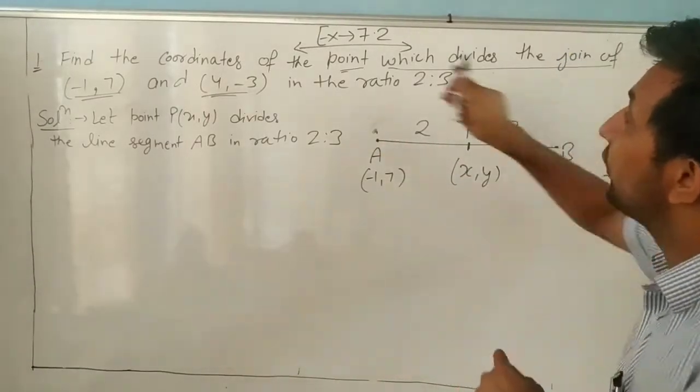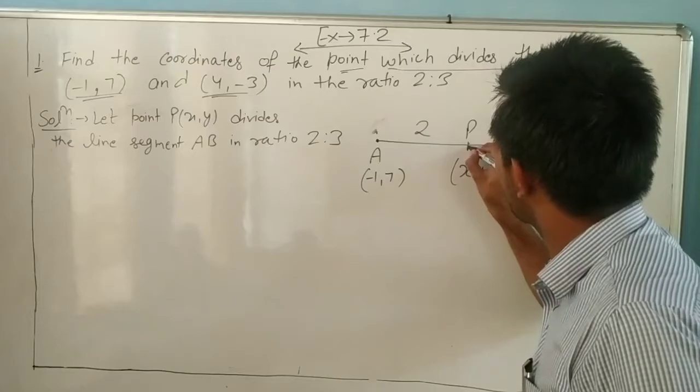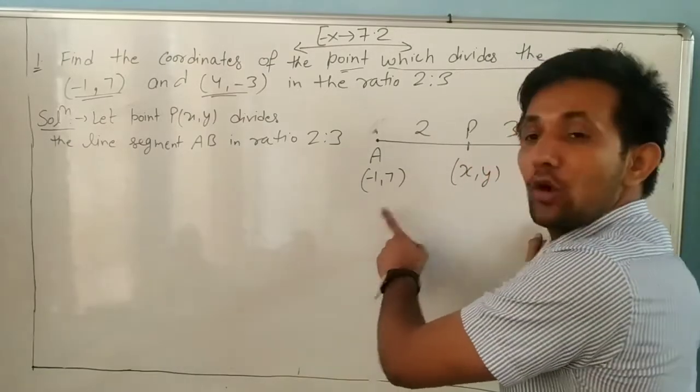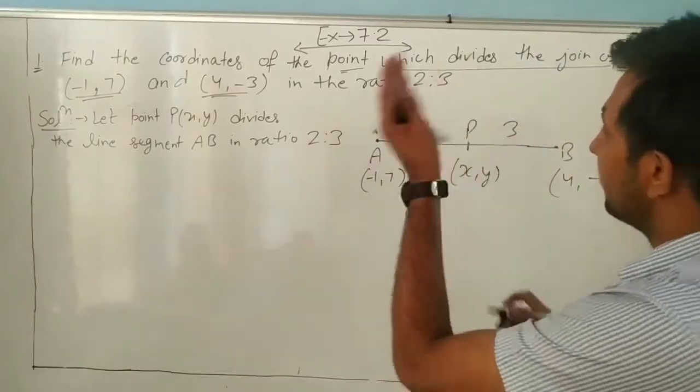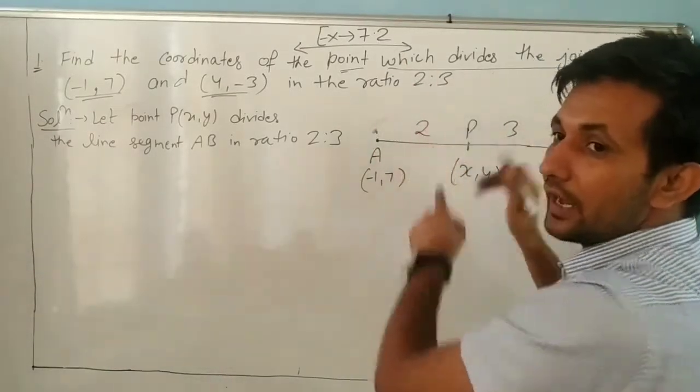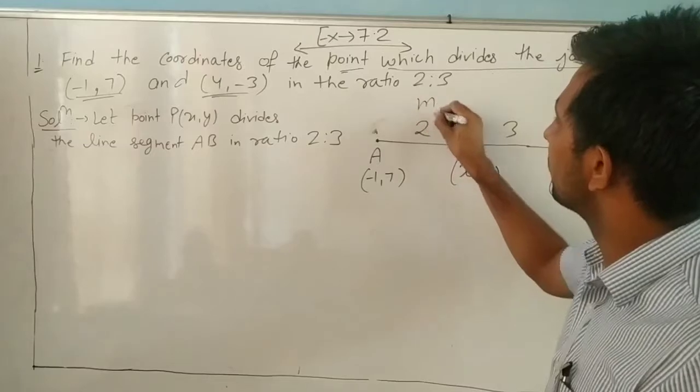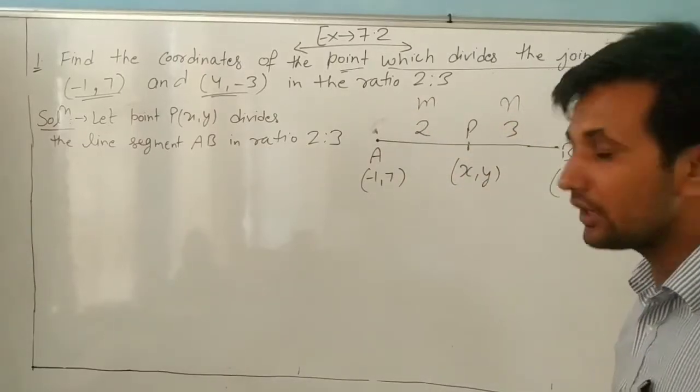So a point which divides. Suppose point P divides AB in the ratio of 2:3. It means it is 2, it is 3. m is 2, n is 3.